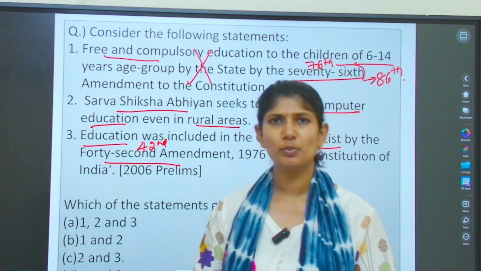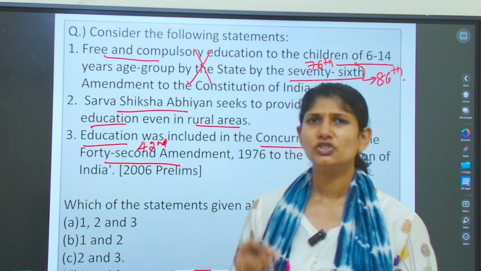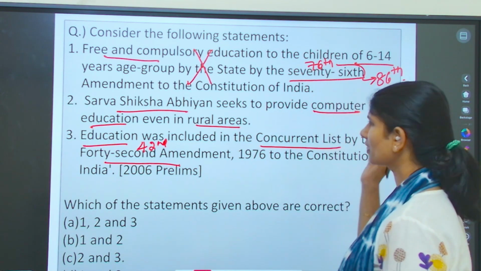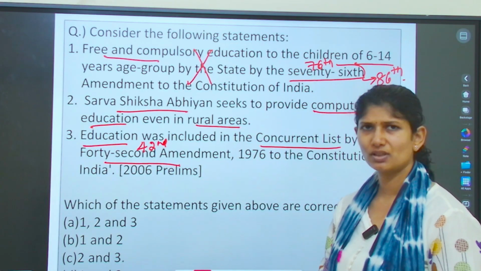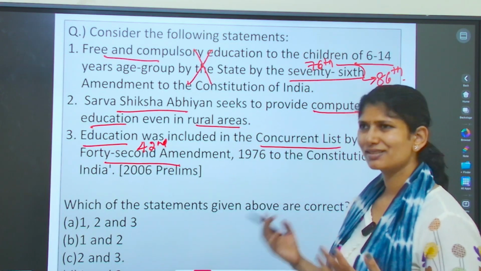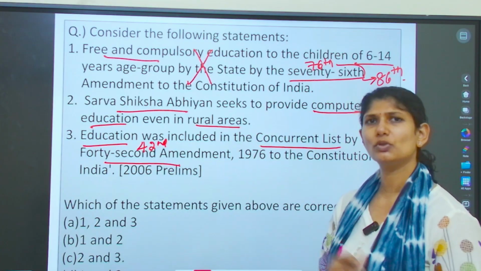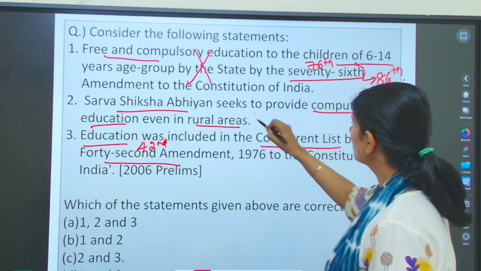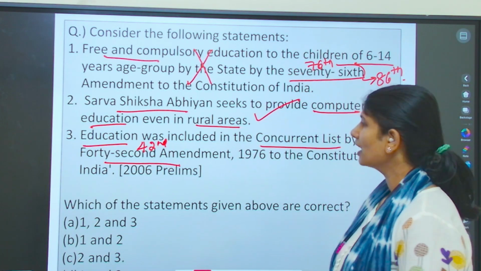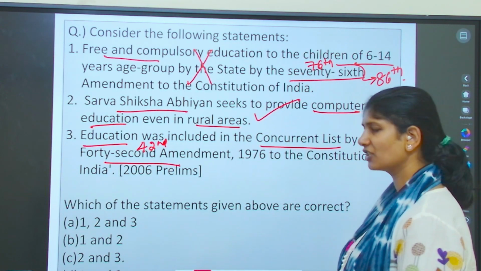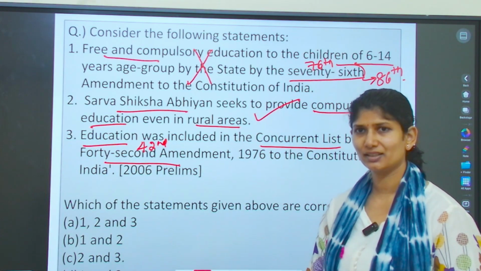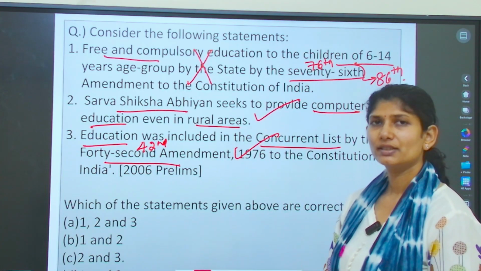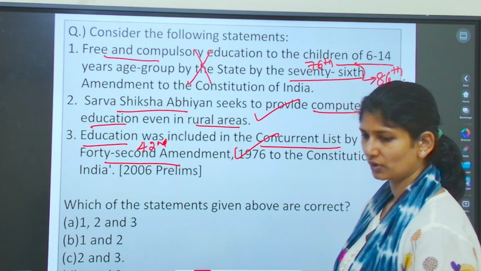This is more of a governance based question. And also look at this. Generalistic components, see this. Sarva Shiksha Abhiyan seeks to provide computer education as a good concept, holistic education, even in rural areas. Since it is holistic education, it means it is for both urban and rural areas. There is nothing drastic in this statement. This is correct. Education was included in the concurrent list. Initially, it was in the state list, but it was added to the concurrent list by your 42nd Amendment. So, this statement is correct. The correct options are 2 and 3 only.